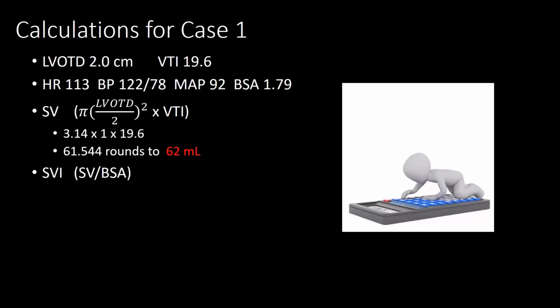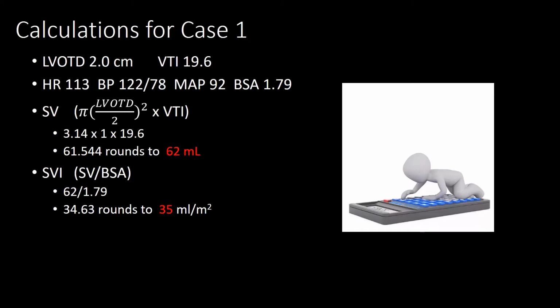And next, we're going to calculate the SVI, which is our stroke volume divided by our BSA. So we have 62 divided by 1.79, which gives you a result of 34.63, which we rounded up to 35 milliliters per meter squared.